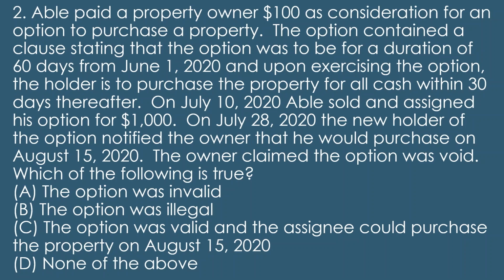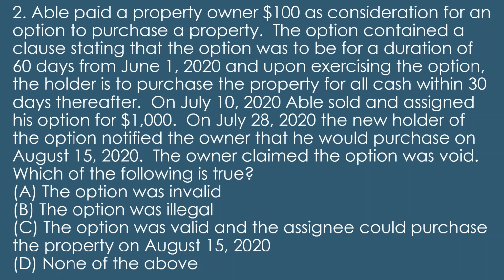So $100 for consideration for an option to purchase a property. But the option had a clause stating that the option was to be for a duration of only 60 days starting on June 1st, 2020. And upon exercising the option, the holder is to purchase the property for all cash within 30 days thereafter. So they have 60 days to exercise the option, but then after that, if they do exercise the option, they then have to pay within 30 days all cash to purchase the property.